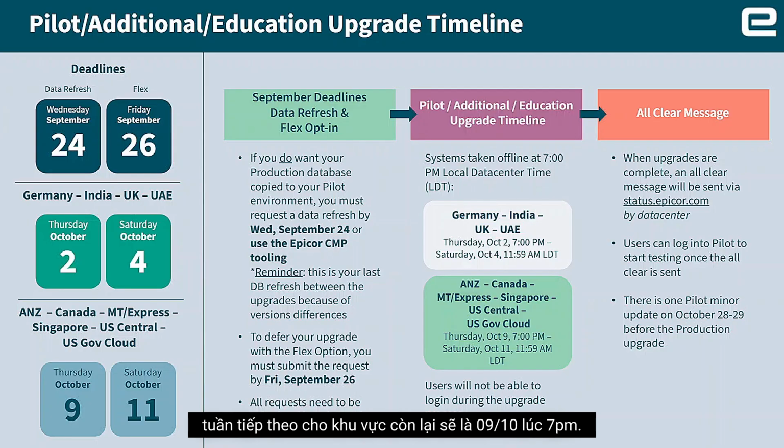Likewise, the next week, the other regions will be October 9th at 7 p.m. Once the upgrade is cleared, we will then release it on status.epicor.com. So if you want to be notified when we're done, ensure that you are signed up for status.epicor.com so that you are notified when we clear out the upgrade status window. Once that's cleared, users can log into pilot and start testing. There will be one minor update to our pilot environments October 28th and 29th. That'll be for all global customers on 25.2.